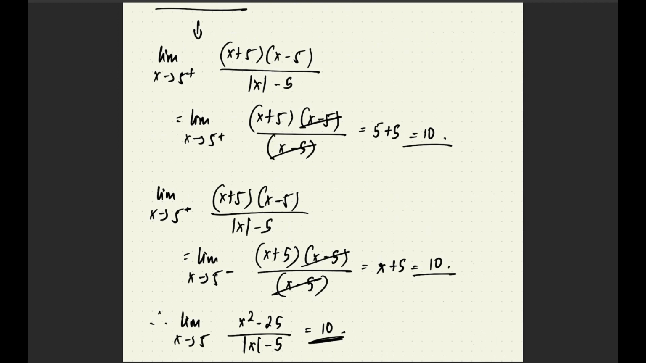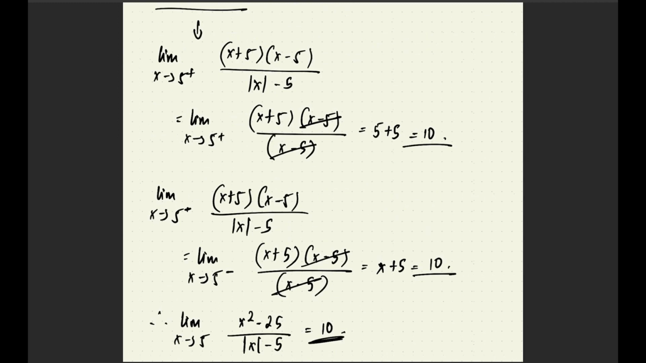Because we saw that we approached 5 from the right-hand side, the absolute value of x was equal to x. But even when we approached 5 from the left-hand side, the absolute value of x was also equal to x. It really didn't matter. We had the same answer, right? Whether we approach 5 from the right or from the left, the absolute value of x was just equal to positive x in this case.